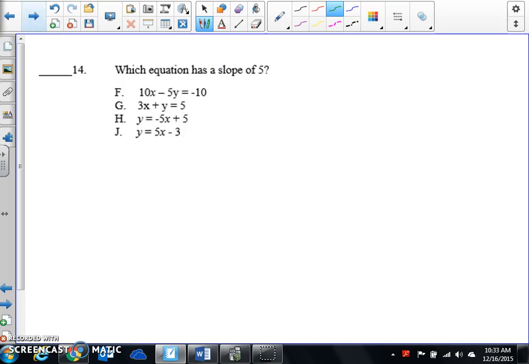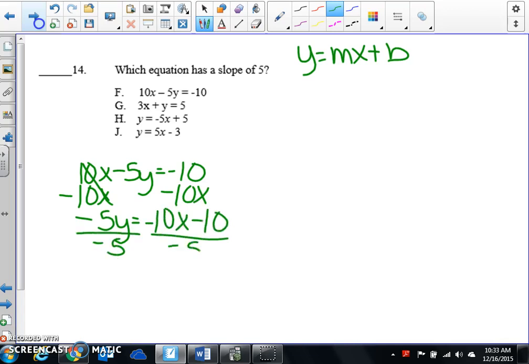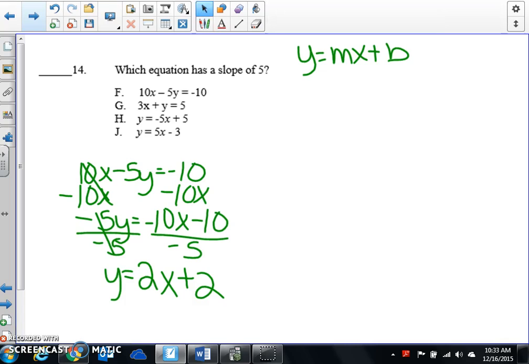Which equation has a slope of 5? You need to turn every single one of these into y equals mx plus b. So let's start with f. 10x minus 5y equals negative 10. Subtract 10x on both sides, and divide both sides by negative 5. So y equals negative negative is a positive, 10 divided by 5 is 2x. And then negative 10 divided by negative 5 is also positive 2. So this one is y equals 2x plus 2. So my slope is 2.